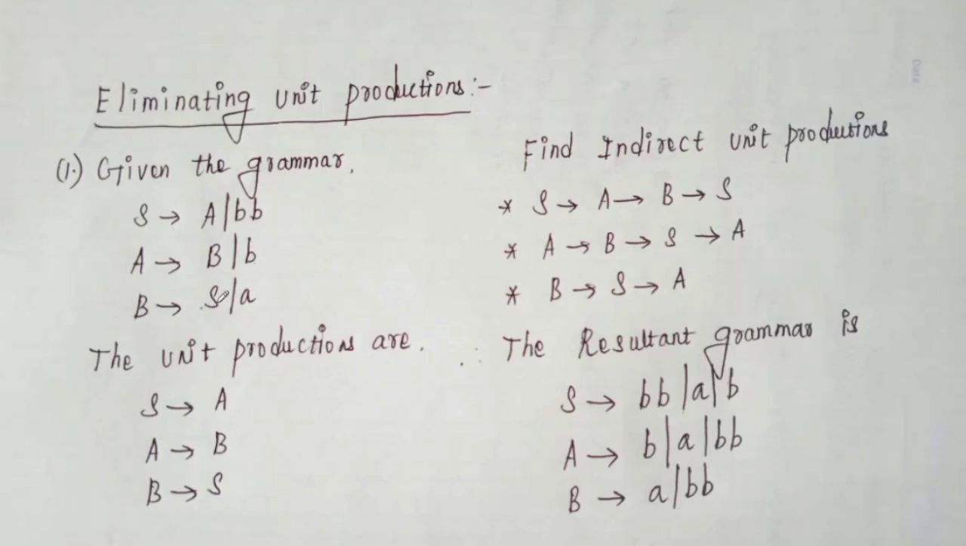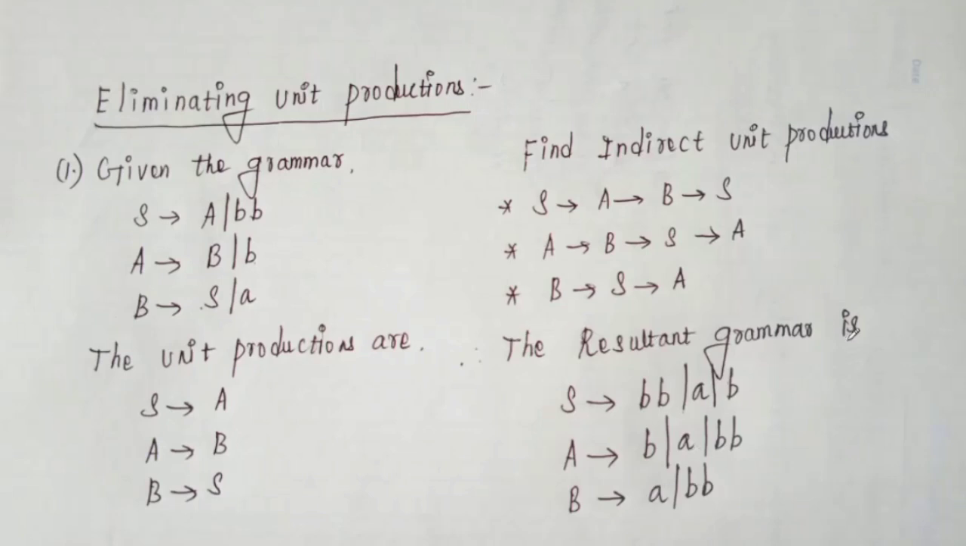Last, B tends to S or terminal symbol a. In this production, S is a unit production. Then there is a cycle S tends to A. We remove the unit production and substitute capital S with its terminal productions B, B. Here you write B, B. Leave the terminal symbol as it is. So A or B, B.